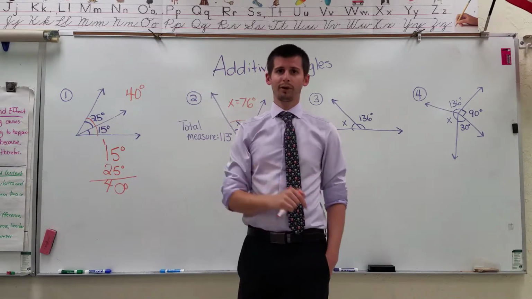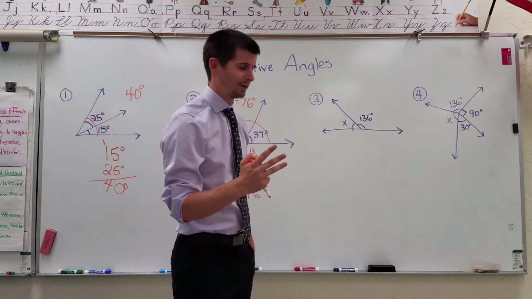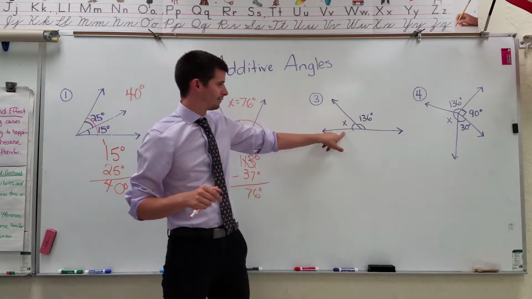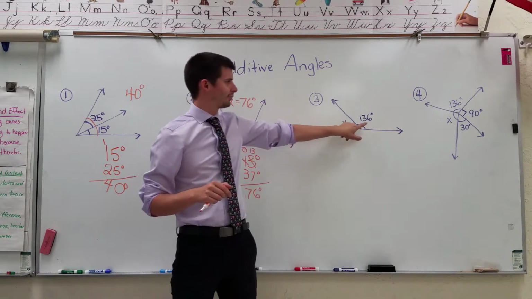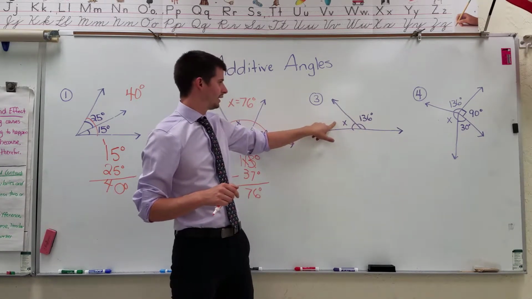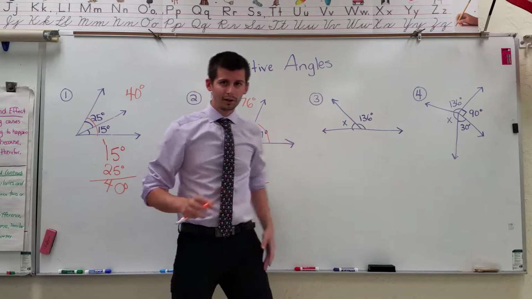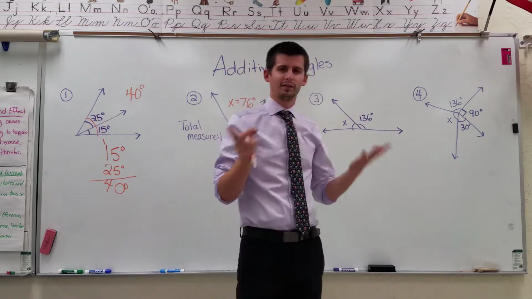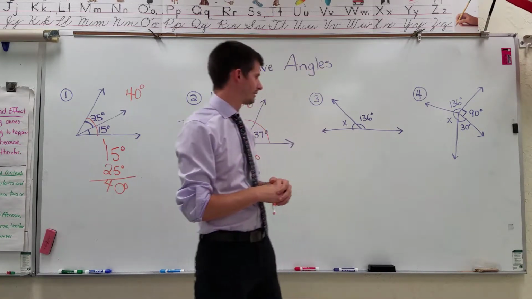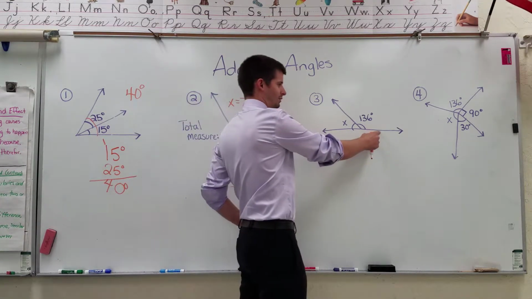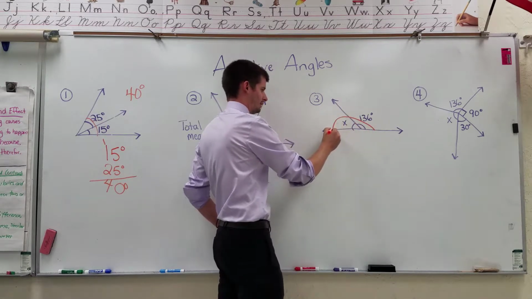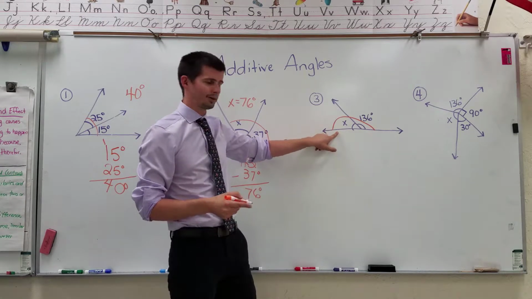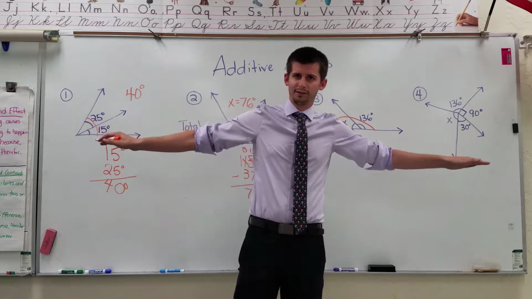Okay, so now we're on to our third type of additive angle, and it's going to look a lot like this. I have one angle that is 136, and I'm trying to find an unknown angle. This time it doesn't say what the total measure is. So you may be asking yourselves, how are we supposed to figure this out? Well, if I look at the two rays, I'm trying to figure out this angle here. Connecting this ray all the way to that ray creates a straight line.